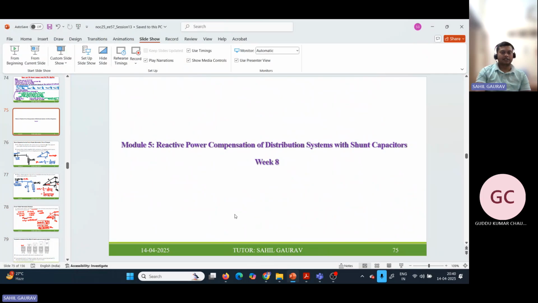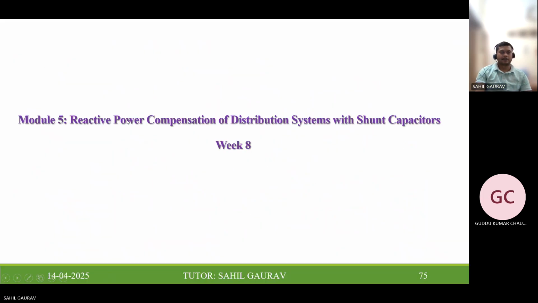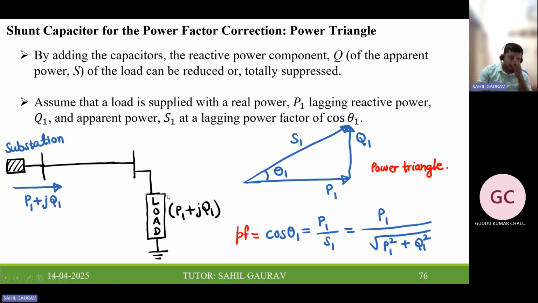So now we have the reactive power compensation in distribution system with shunt capacitors, that is big 8. This one is regarding how you improve the power factor by applying capacitor at the distribution side. So this is the power triangle. We have this active power, then reactive power is present on the y-axis, and with the help of power factor angle, we represent this apparent power.